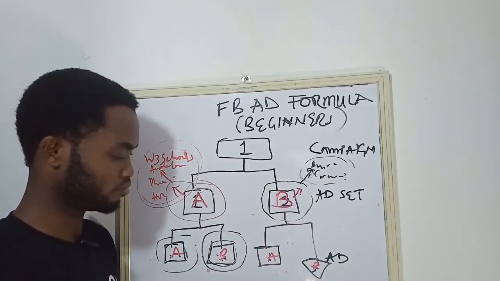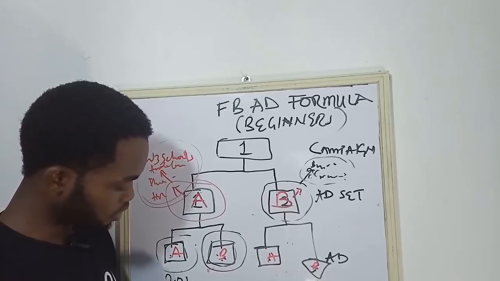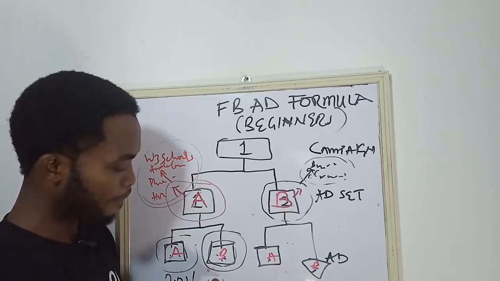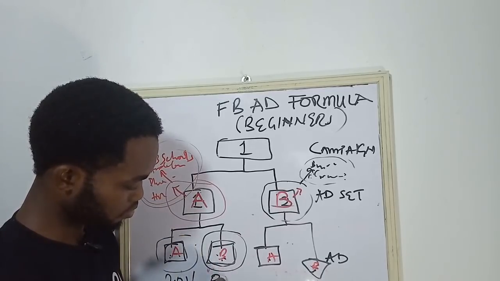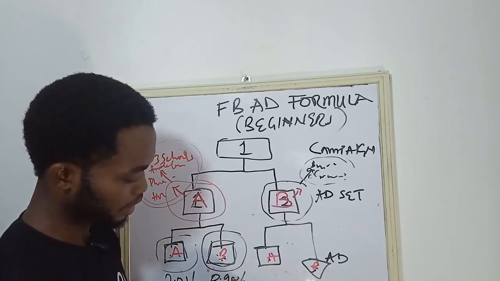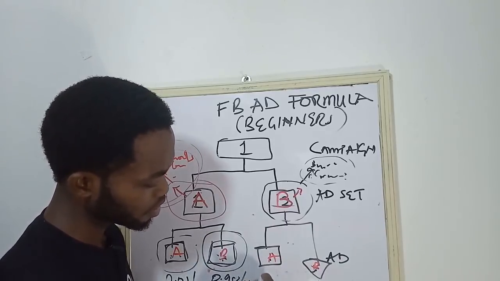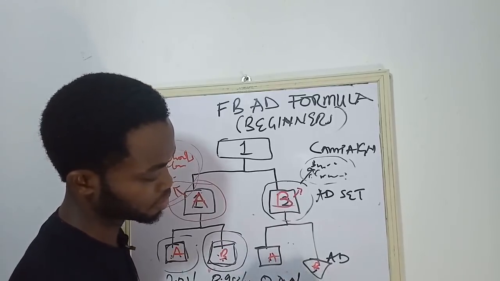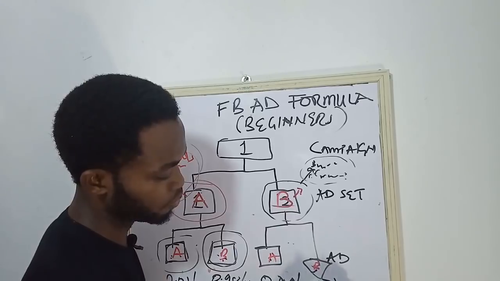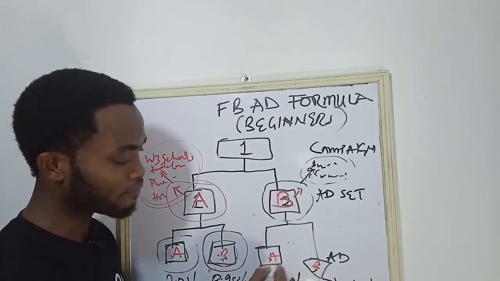Let's say I'm getting this for 1 cent per click, I'm getting this for, let's say, 0.98 cents per click, and let's say I have this for 0.004 per click, and you have this at 0.10 per click.